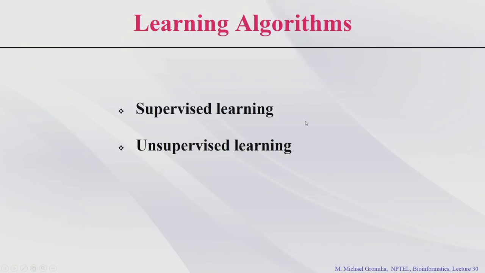So, there are two different types of learning algorithms. We discussed different types of learning algorithms: one is supervised learning and the other is unsupervised learning. What is the difference between supervised learning and unsupervised learning?